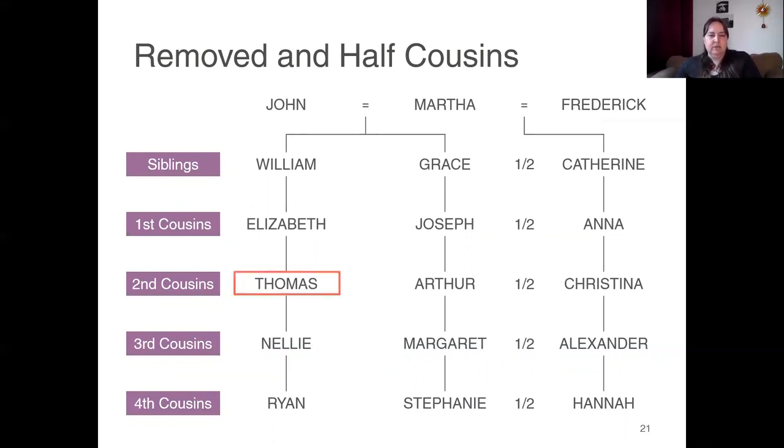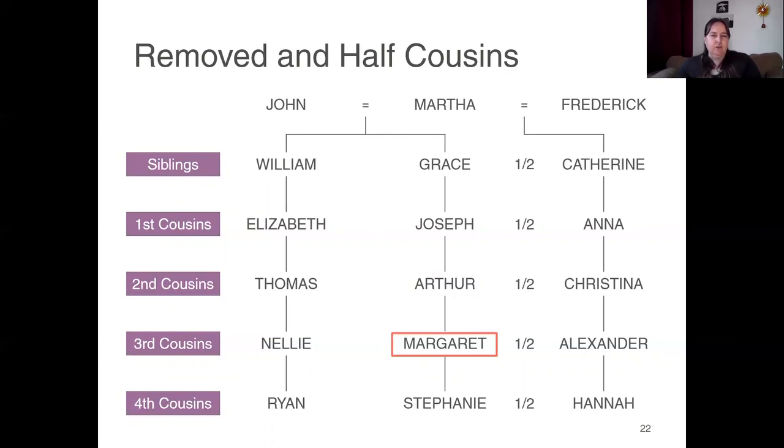Let's start by looking at Thomas and Arthur. Thomas and Arthur share two ancestors in common, meaning they share John in common and they share Martha in common. So that means Thomas and Arthur are full cousins because they have two ancestors in common. From there, we also want to note if they're in the same generation, meaning Thomas and Arthur are each 3 generations down if you count down William to Elizabeth to Thomas, Grace to Joseph to Arthur. They're 3 generations down from John and Martha, meaning they're at the same generational level, so they are just full cousins. In this case, they're second cousins.